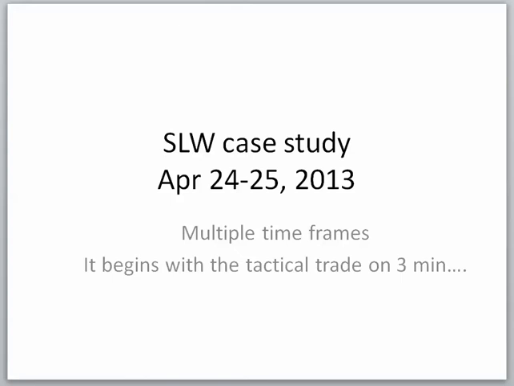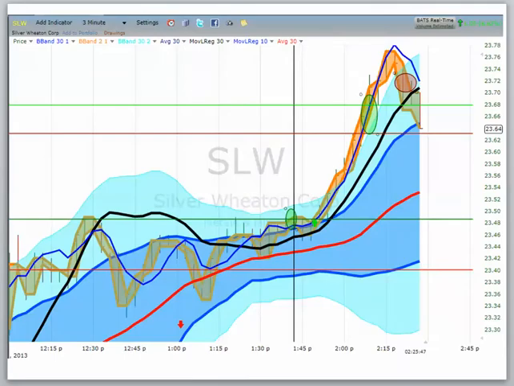So this one begins with a simple tactical trade on a 3-minute chart. We were studying Silver Wheaton on the 24th of April because of strong moves in silver coming off a bottom. And so at 1:45, after having traded this upward channel in the morning on silver and in Silver Wheaton, what we had here was a generally uptrending market that looked like it was riding in the top of the river, and the Bollinger Band pinched, and we think of this as the sideways quiet channel.